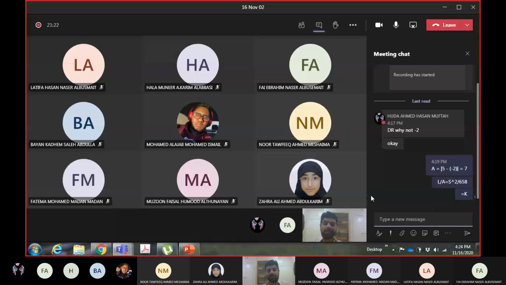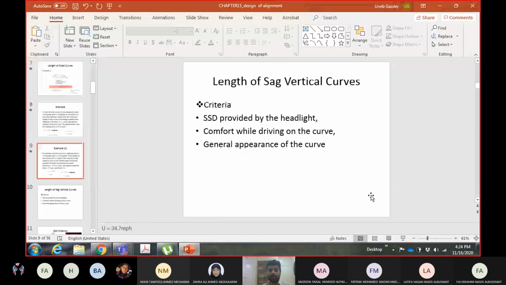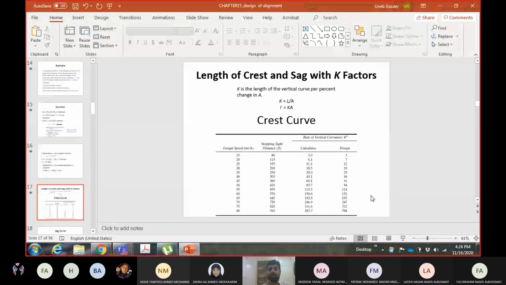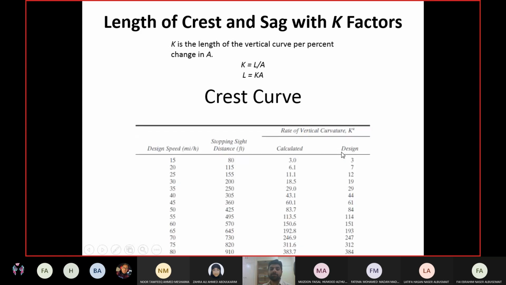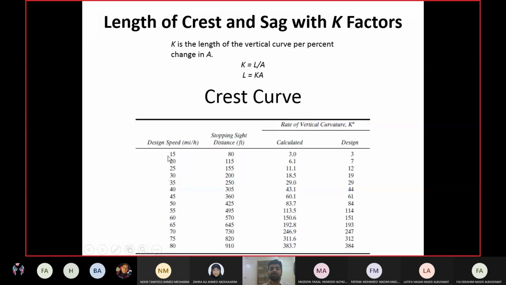Okay, so this is what they have done. They have prepared a table for me, which is between K and design speed. See, this is the design speed. Using design speed, calculate sight distance. Using sight distance, calculate K. This is the calculated value of K, and this is the design value of K. What is the difference between these two? Calculated is the exact value, and design is the rounded up value.